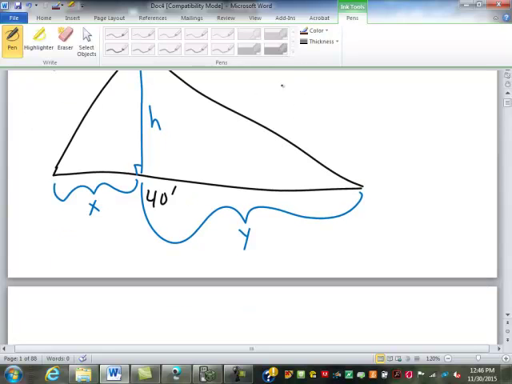One thing that we know is that x plus y equals 40 feet. There's a first relationship. That's actually going to be one of our equations that we use. What else do we know about x and y? Well, we don't think they're equal. We're not totally sure, but they're probably not. You're right.